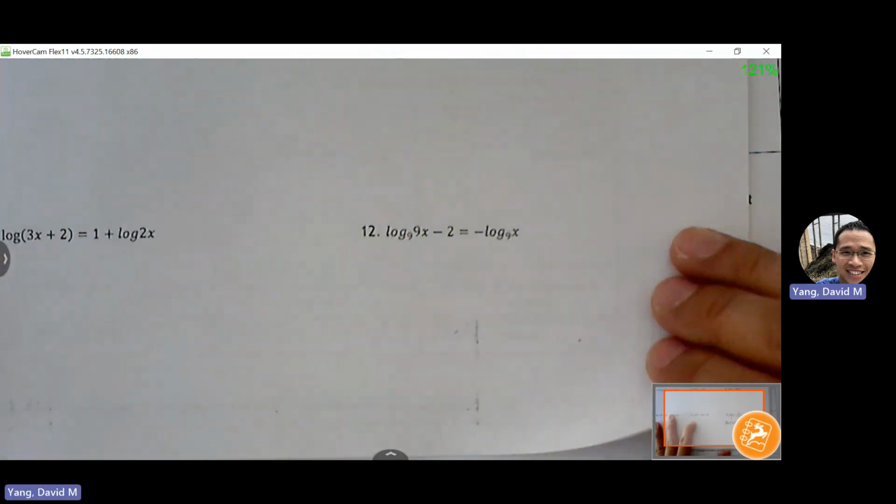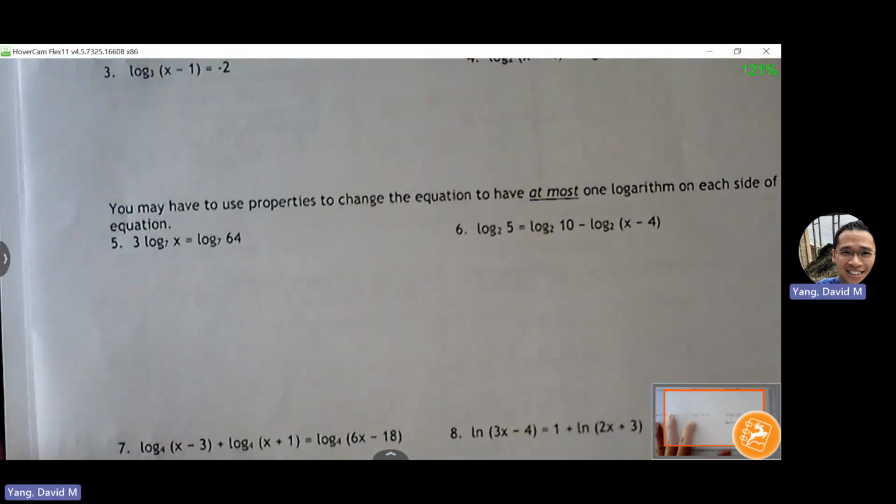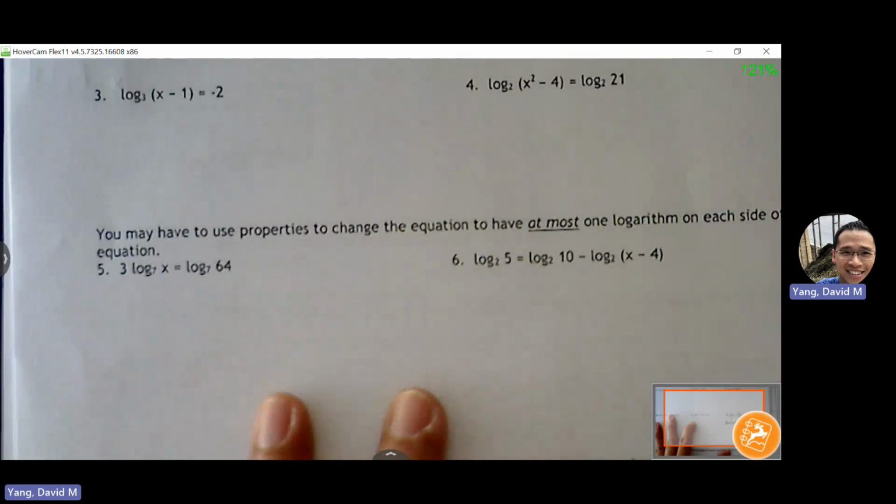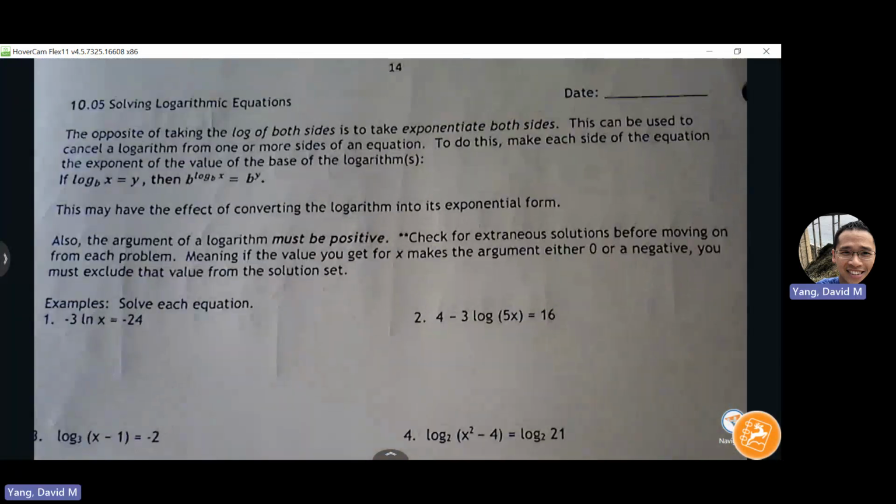Okay, I want us to get started with 10.05. After this section, we'll do a lot of review for the rest of the week mainly.